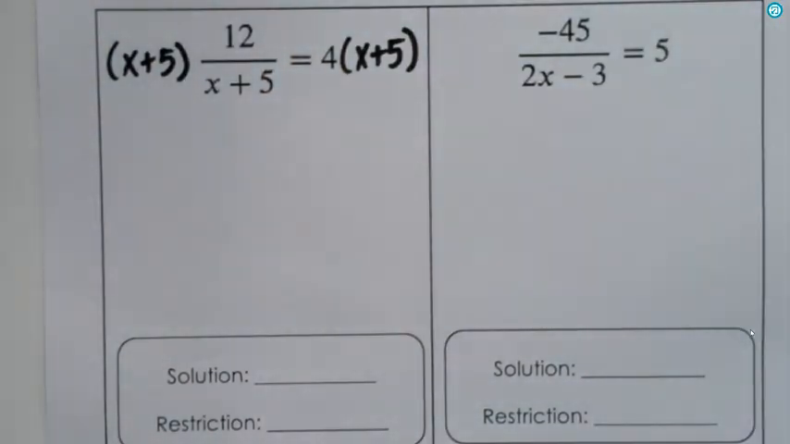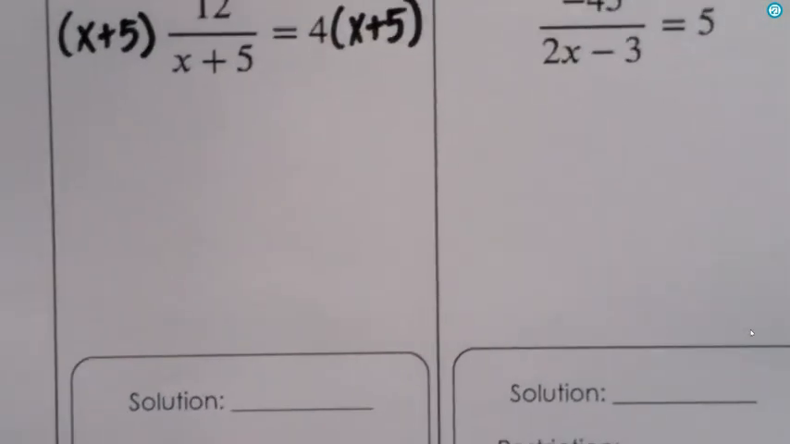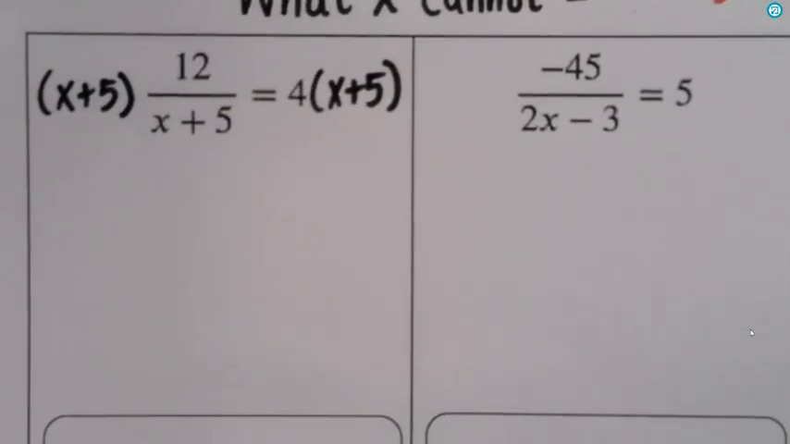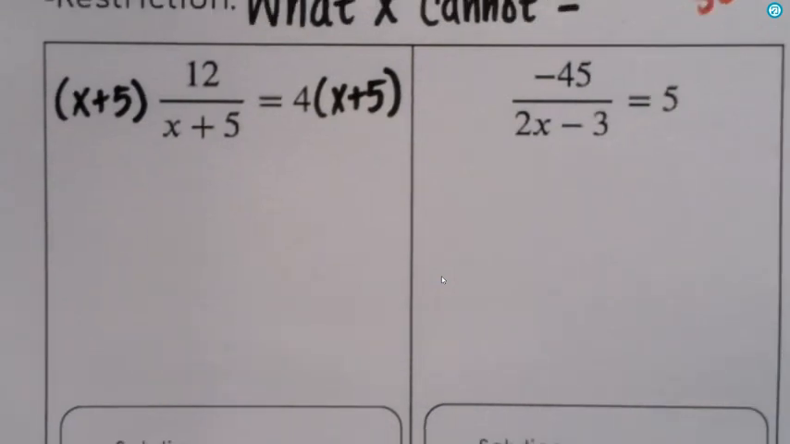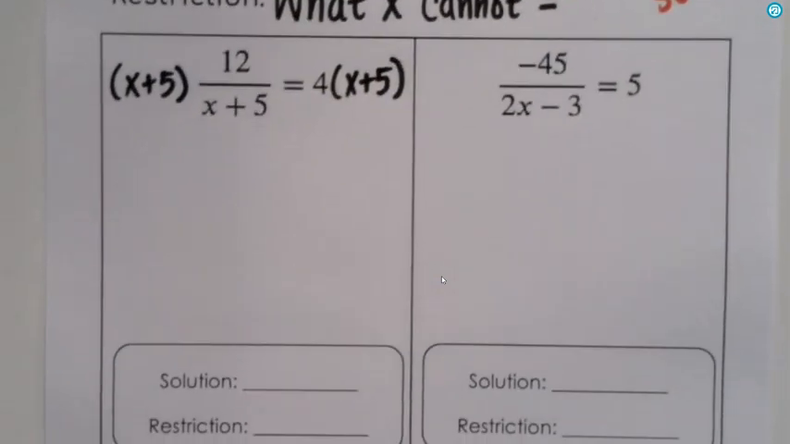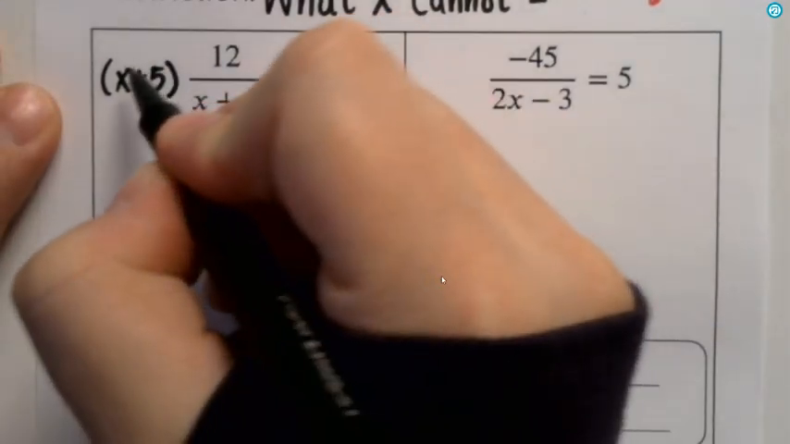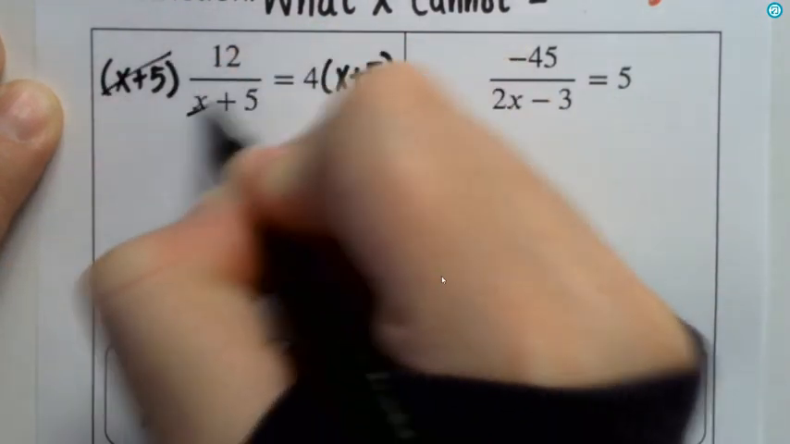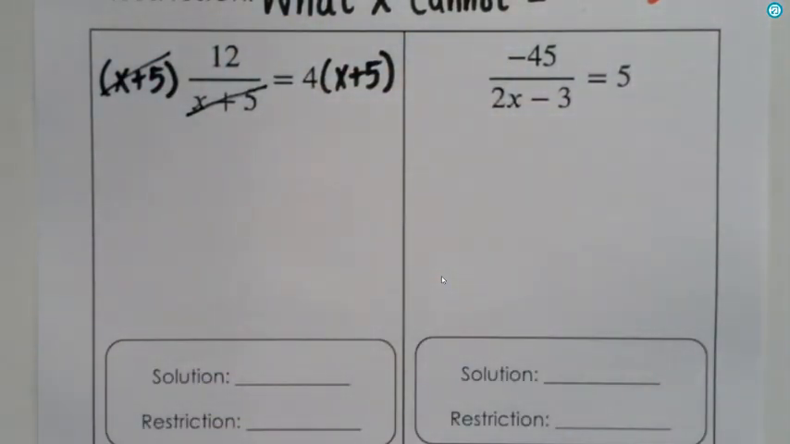When I multiply by x plus 5, I need to multiply the entire side by x plus 5. So I'm going to put it in parentheses. Sorry, I zoomed out. So I'm going to put that x plus 5 in parentheses. Okay, these x plus 5s cancel each other out. X plus 5 over x plus 5, those cancel each other out. So on the left side of my equation, I just have 12. And on the right side of my equation, I have equals 4 times x plus 5.